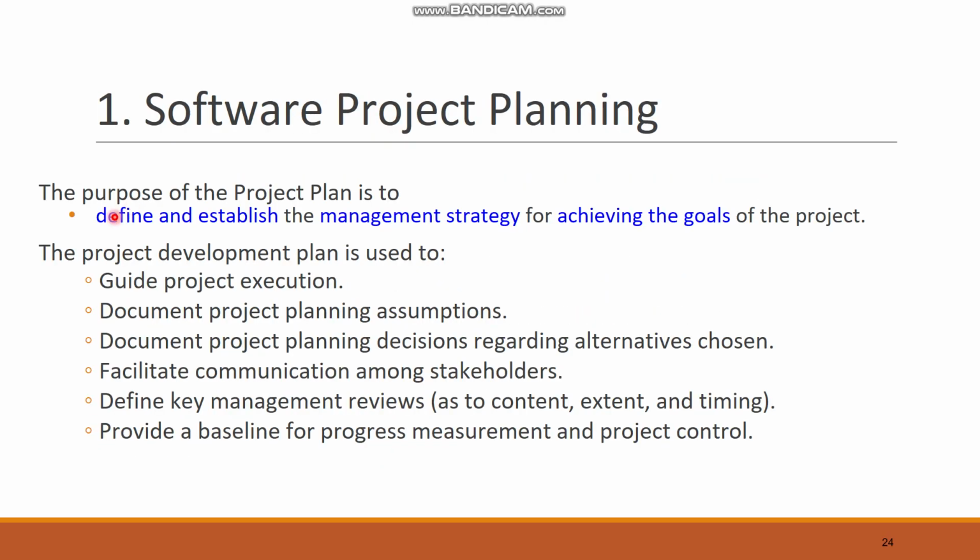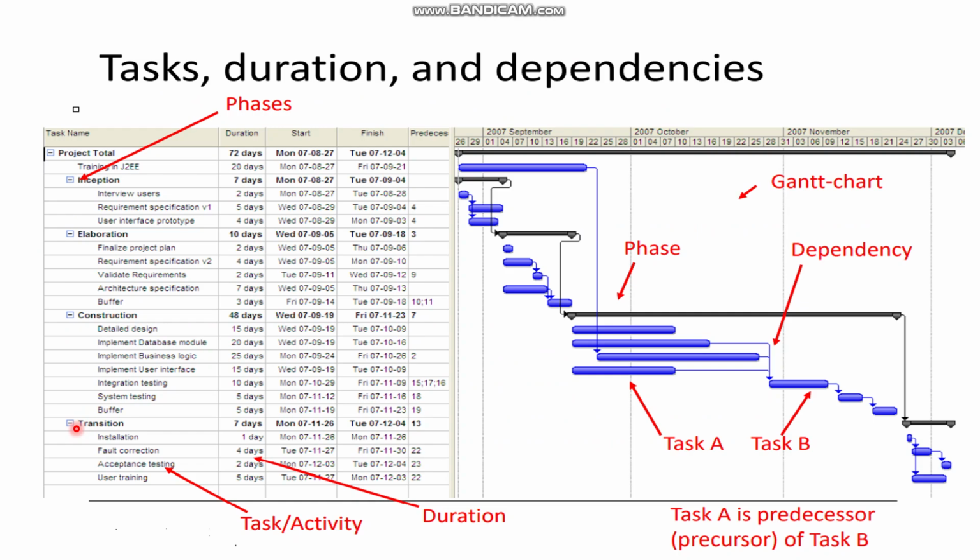The purpose of a project plan is to define and establish the management strategy for achieving the goals of the project, like what you are going to do, how you are going to do it. Multiple things will be included. So this will include guiding project execution, documenting project planning assumptions, documenting project planning decisions regarding alternatives if the normal flow is disturbed, facilitating communication among stakeholders, defining key management reviews, what things will be reviewed, and providing a baseline for progress measurement and project control. Like you have to provide a timeline against which things can be measured.